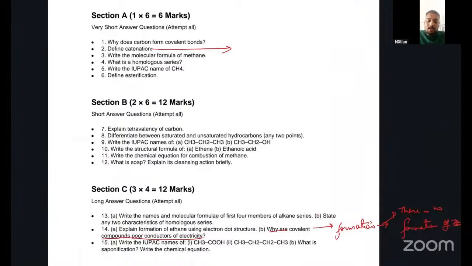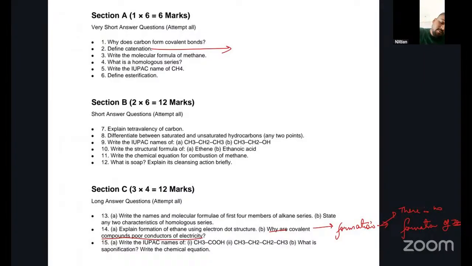Okay. Now, what is catenation? Catenation is the property of a... Everyone, please pay attention. David, turn on your camera. Catenation is the property of carbon to make a long chain, because of its small size. This is the property of catenation.